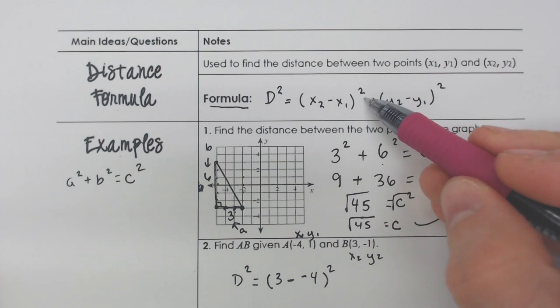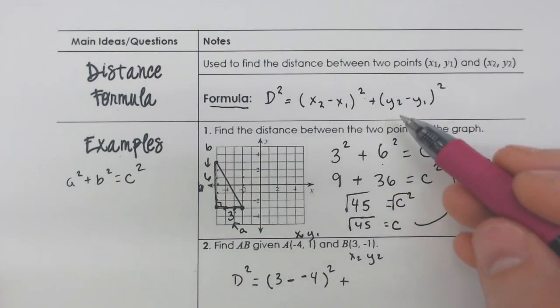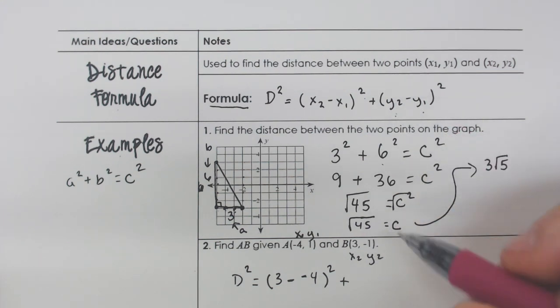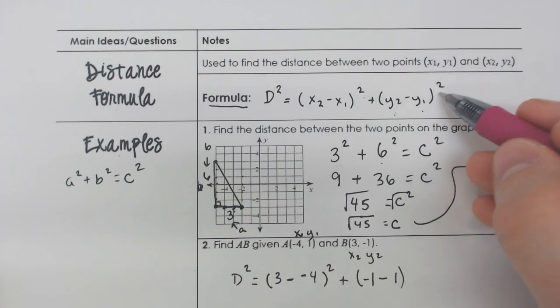Fill in the squared. Don't forget the squared. That's probably a very important part. Don't forget the squared. So plus y2 minus y1. My y2 is negative 1, and my y1 is 1. And again, don't forget the squared.